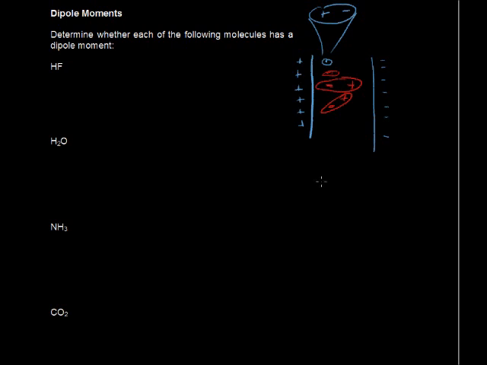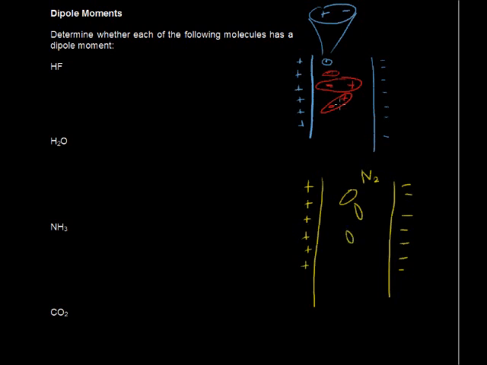If, on the other hand, you throw in a molecule like, say, N2, the nitrogen gas molecule, and one of the plates is negatively charged and the other plate is positively charged, well, this molecule, N2, does not have a dipole moment, so these would be kind of scattered all over. They would not line up like we see with molecules that have a dipole moment. Okay, so that's the basics of the molecules having a dipole moment.